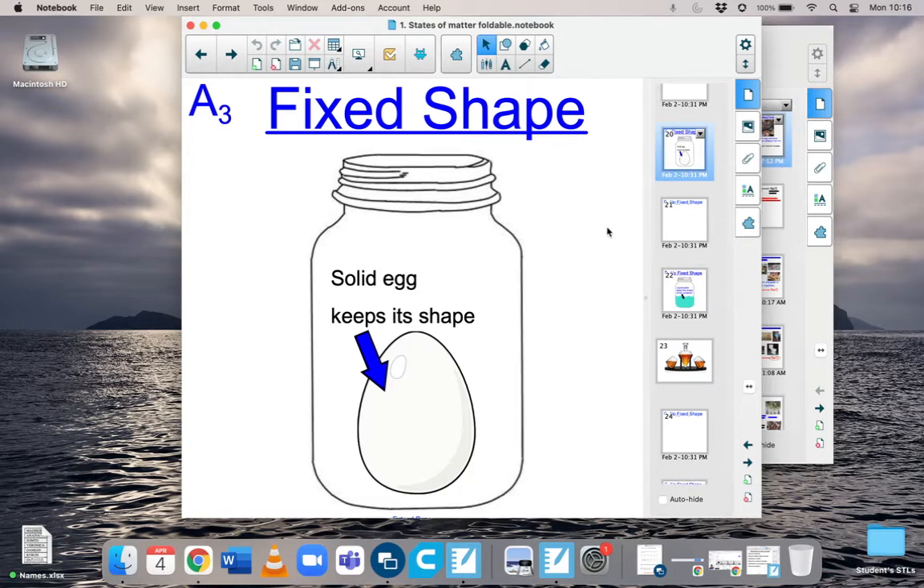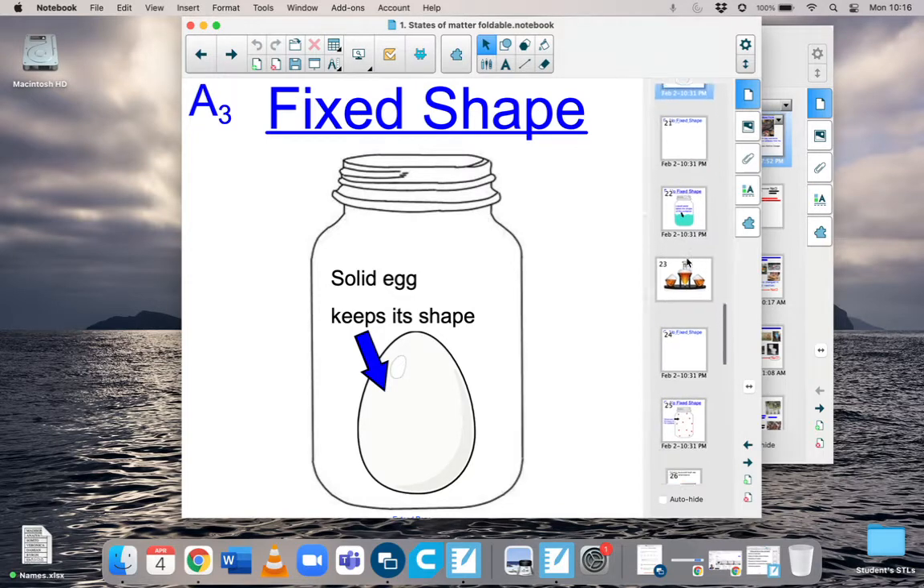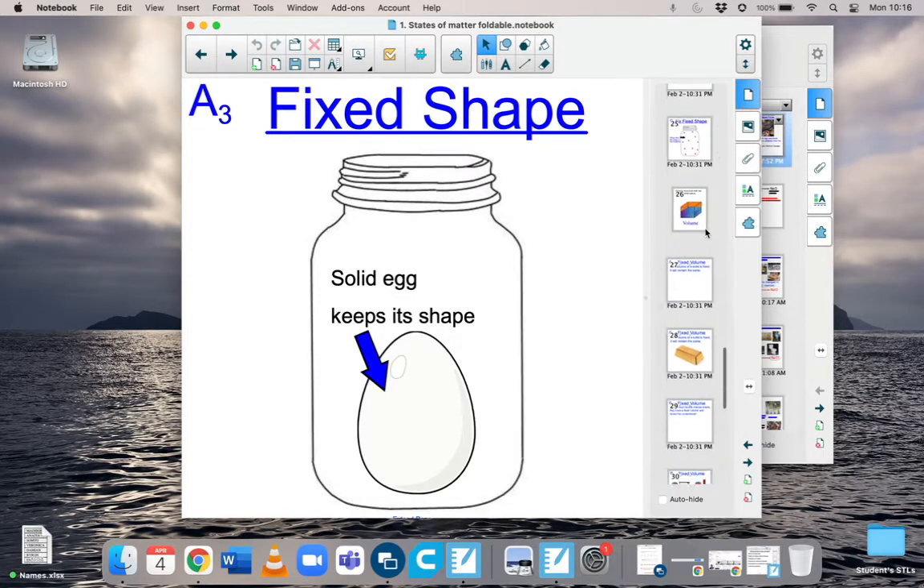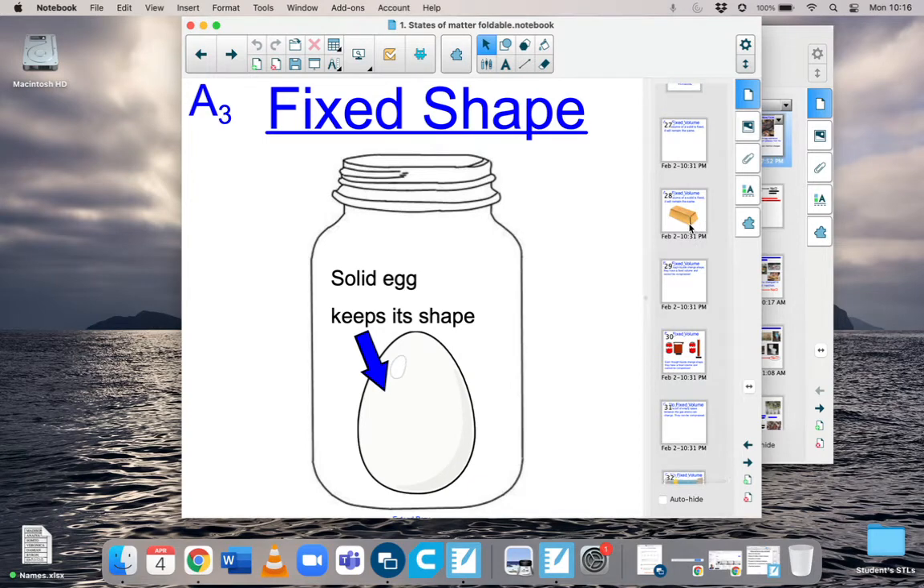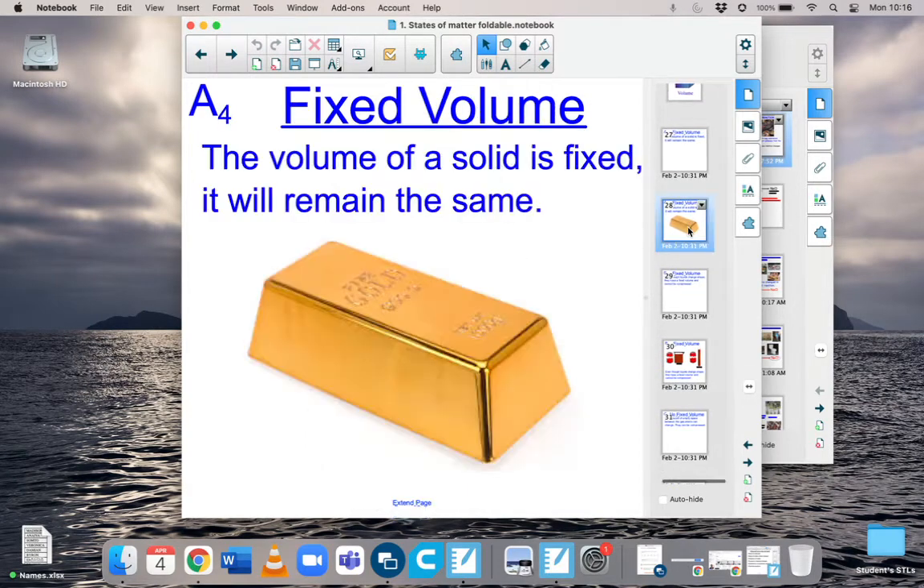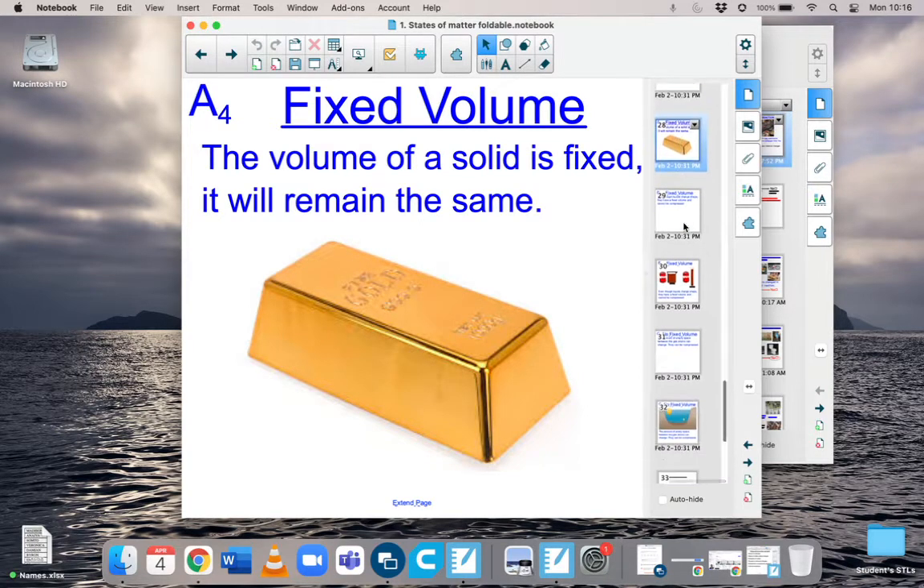But a solid, as I mentioned, like a hard-boiled egg or an ice cube, if you drop it into a jar, it's going to stay in the same shape as it was. It's not going to change shape to fit the container that it's in. It's a little bit different with volume. The volume of a solid is fixed. It's going to remain the same. You can't squeeze it to fit into a smaller space.